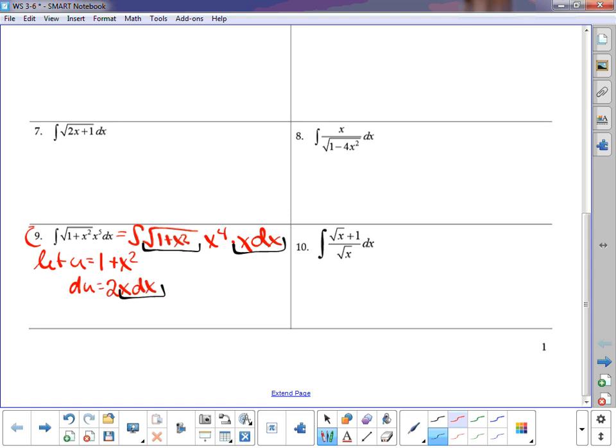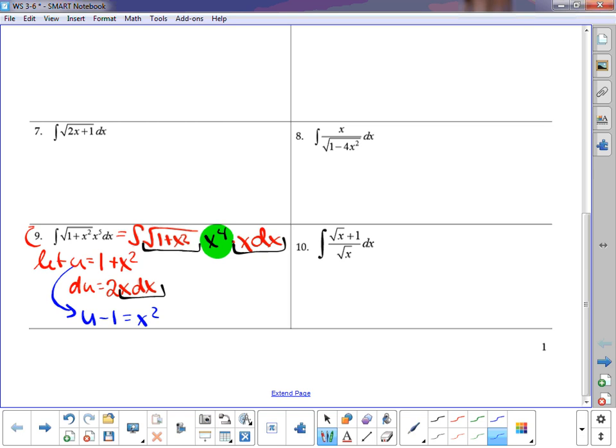And I have x dx taken care of with my du substitution. But the problem is that I need to deal with this x to the 4th. So doing back substitution, I can go ahead and solve here. If u equals 1 plus x squared, then u minus 1 equals x squared. Are we good with what I just did there in blue?